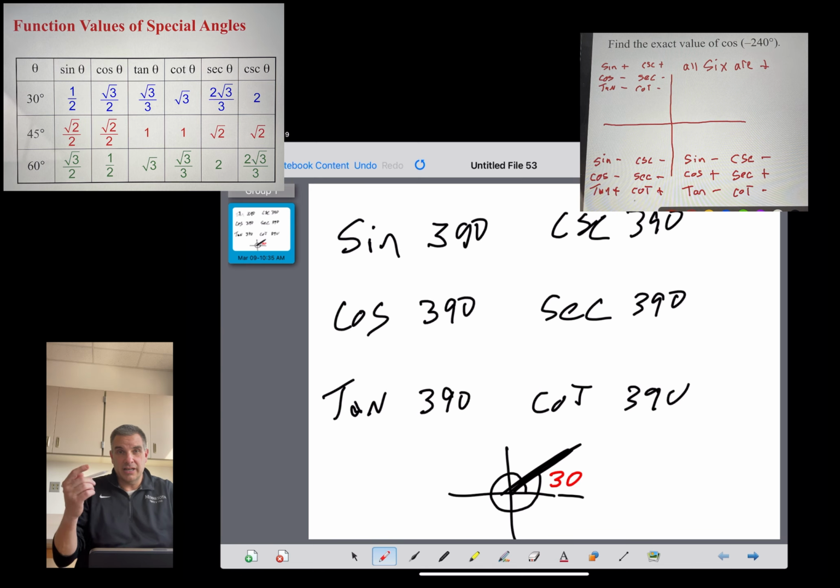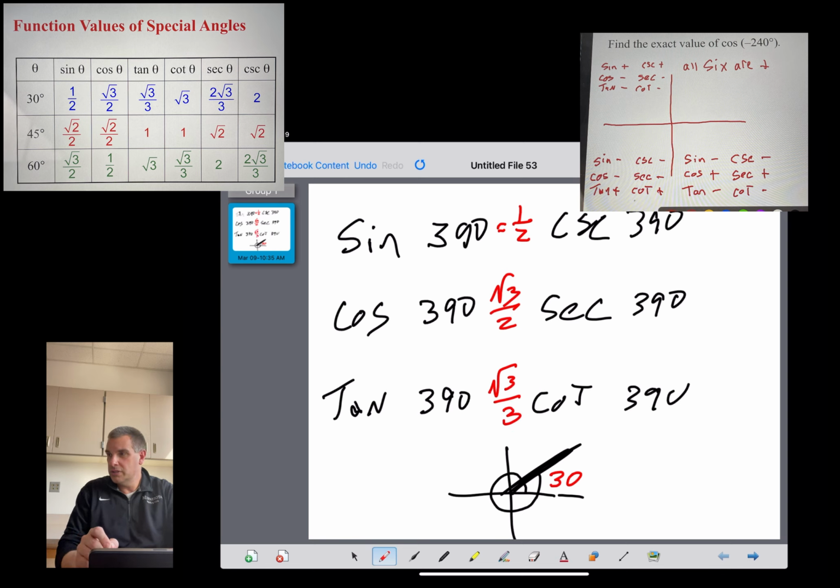So 390 is going to have the same ratio as a 30-degree angle. We just have to talk about positives and negatives. It's in the first quadrant, so everything's positive. So we go over to our table. The sine of 390 is going to be 1/2. The cosine, the square root of 3 over 2. Tangent, square root of 3 over 3. Cosecant is 2. Secant is 2 radical 3 over 3. And cotangent, just looking at my table, square root of 3, done.